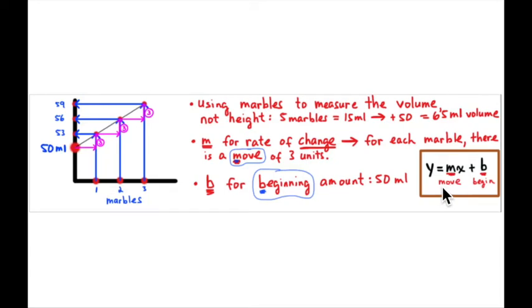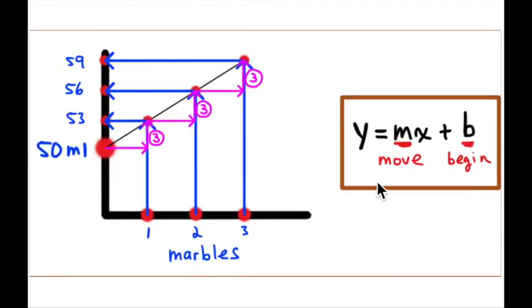3 milliliters for each marble. So 3 milliliters per unit along the x-axis, which is marbles, plus b for where it begins. All right, so y is equal to mx, that's m for move, plus b for beginning amount. The beginning amount is 50 milliliters. The movement is that 3 milliliters.